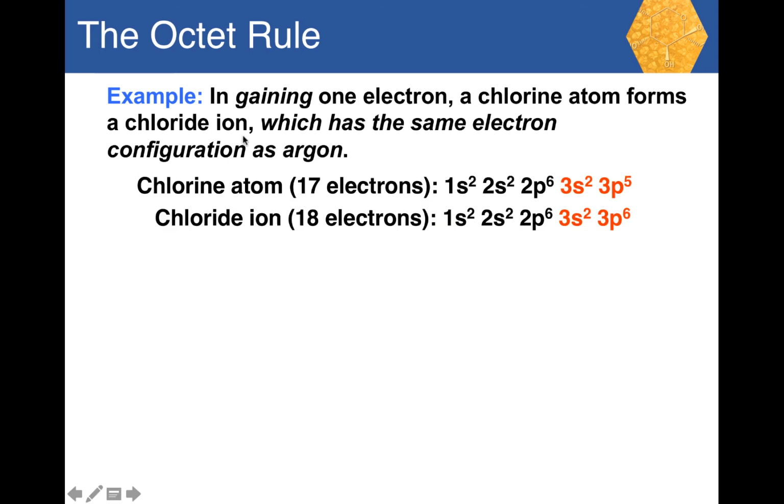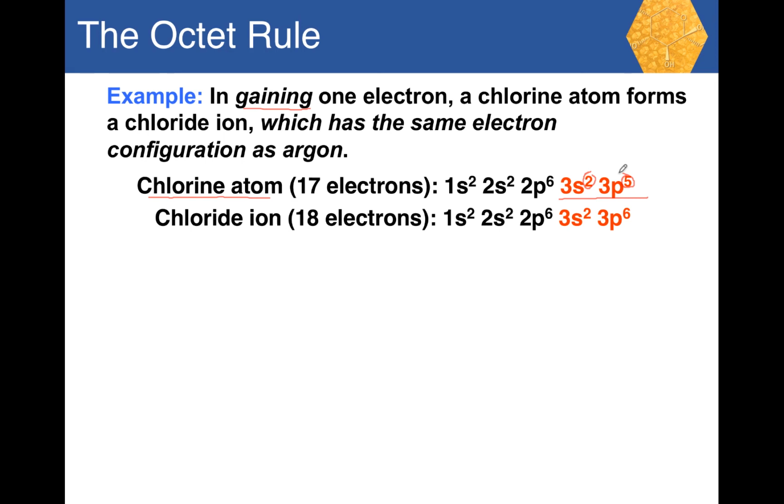Let's look at the opposite: gaining an electron. So let's look at chlorine. Try and find chlorine on your periodic table. It is to the extreme right, column 7, next to column 8. Let's look at the electronic configuration. Here it is. The outer shell here has 7 electrons: 5 and 2, 7 electrons.